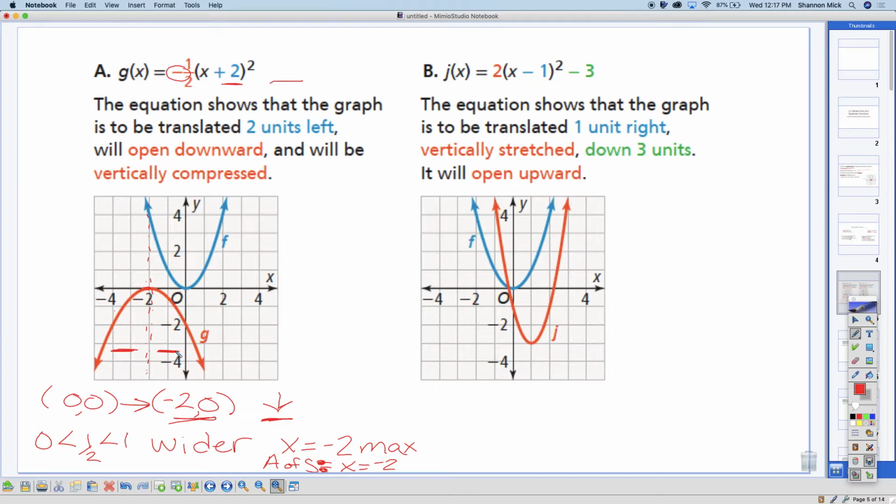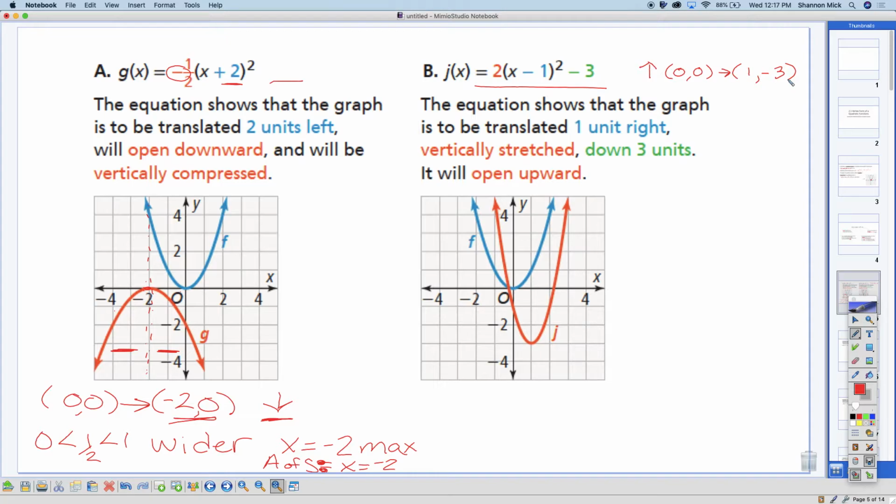Okay, so we're going to go to the next one right here. And I usually go left to right. So does it open up or down? Up, because it's positive. Okay? And 0, 0 is going to go to where? What's this 1 tell me, left or right? Right, 1. And -3 tells me down 3.